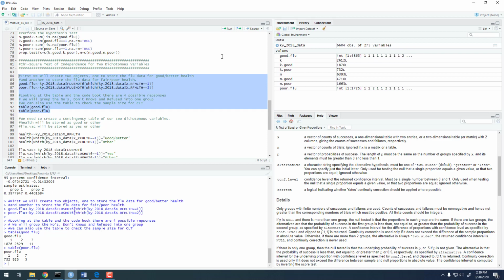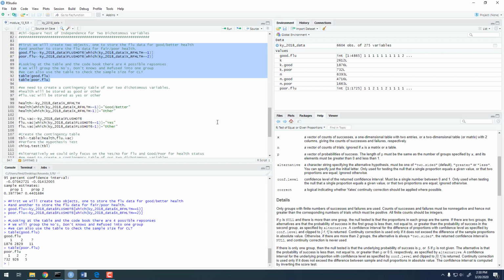And you'll see this is the same tables that we had before. So now what I have to do in order to perform the chi-square test is I actually need to build the contingency table in order to do this. So here what I'm going to do is I'm going to create a contingency table for my two dichotomous variables, and here's how I'm going to consider them. My first dichotomous variable for health will be either you were in the good, better health, or you had some other status. And so that other status can include the poor, bad, the don't know, and the refused.